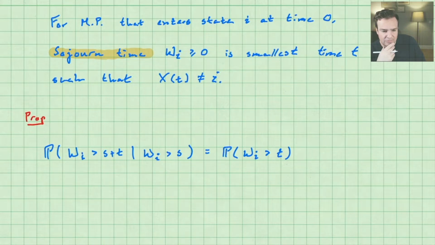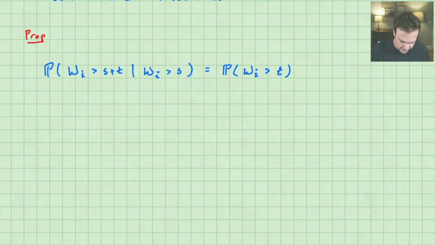So you should think about that for a sec. If you're asking what is the probability that the sojourn time is bigger than s, and you're saying, what is the probability that it's bigger than s plus this extra bit of t? Well, that's the same thing as saying that it's bigger than t itself. That's the proposition, and we're going to go ahead and do a proof now. All right, so here's the proof.